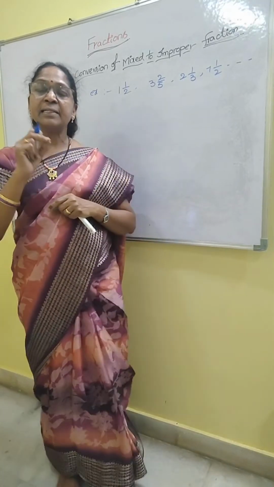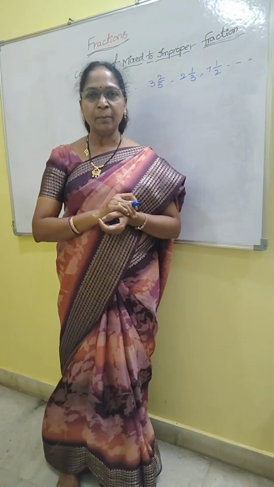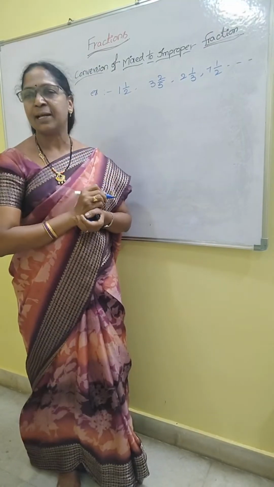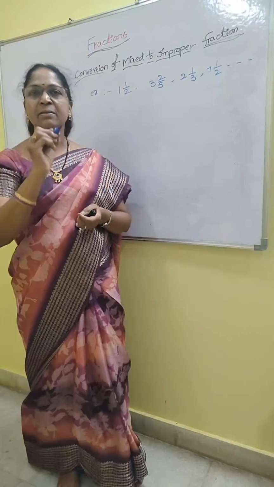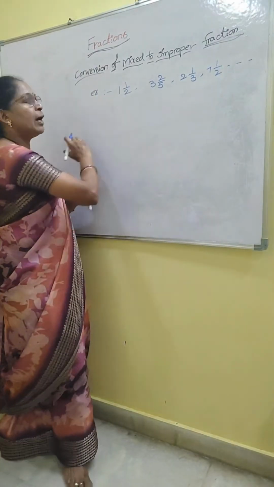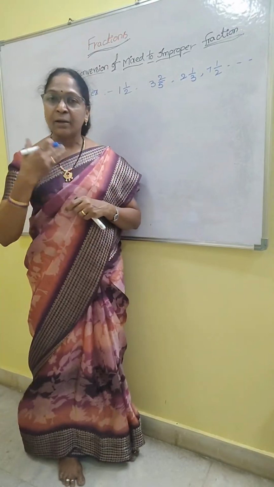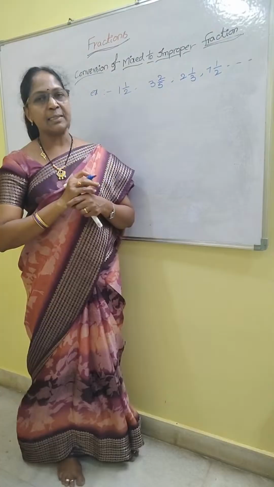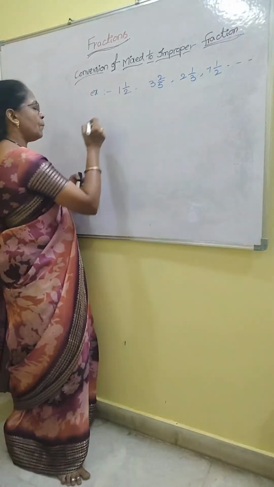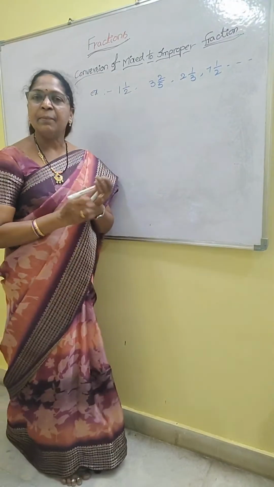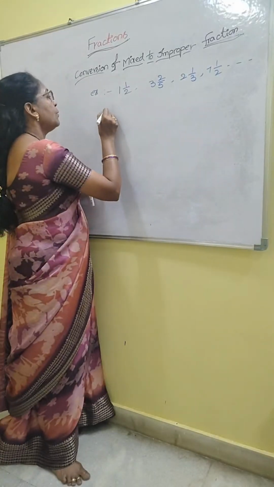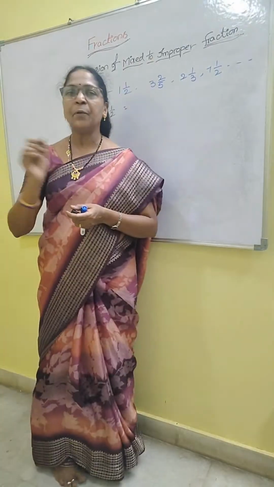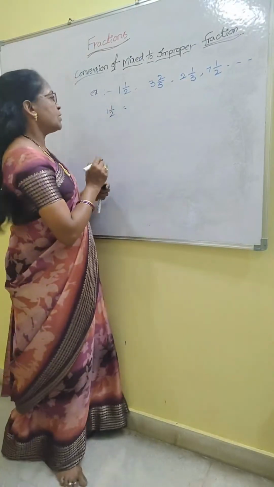Whenever mixed fractions are given in any problem, first you should convert that mixed fraction into an improper fraction. That is the first step. So here we are learning how to convert those mixed fractions into improper fractions. Now here, example, 1 1 by 2 is a mixed fraction. How can you convert it into an improper fraction? See now, simple procedure.